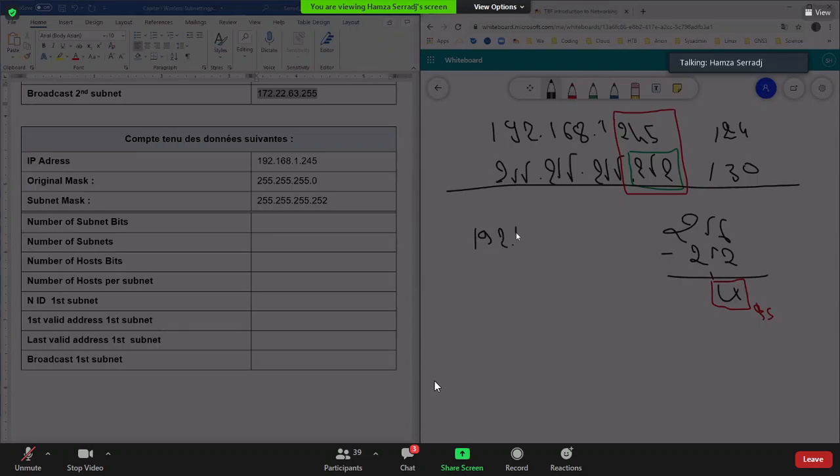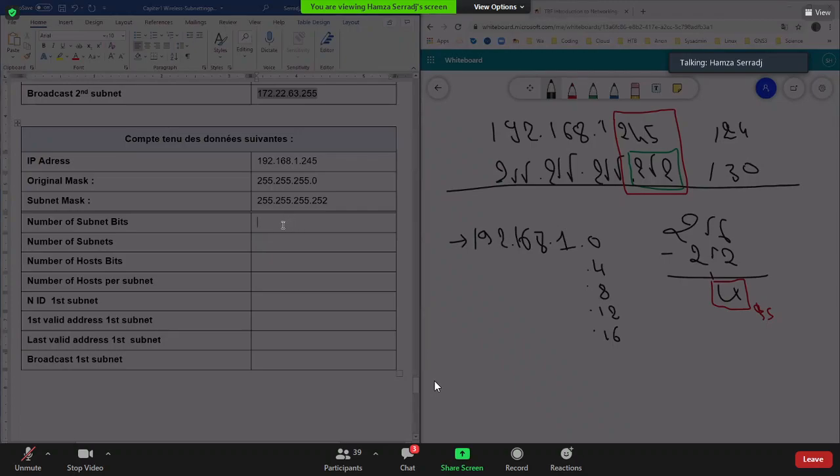Okay, let's take the address and increment. 192.168.1.0, 4, 8, 12, and so on, 16. We don't need all those. All we need is the first one. So the first one is this one. Here we go.